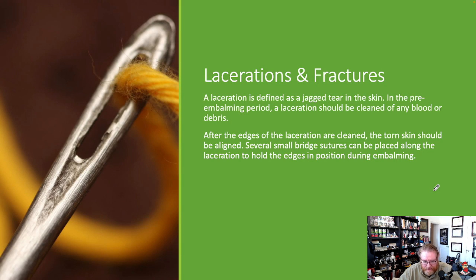Lacerations and fractures. Okay, a laceration is defined as a jagged tear in the skin. Lacerations are jagged. Incisions are smooth cuts. In the pre-embalming period, a laceration should be cleaned of any blood or debris. After the edges of the laceration are cleaned, the torn skin should be aligned. Several bridge sutures can be placed along the laceration to hold the edges in position during embalming.